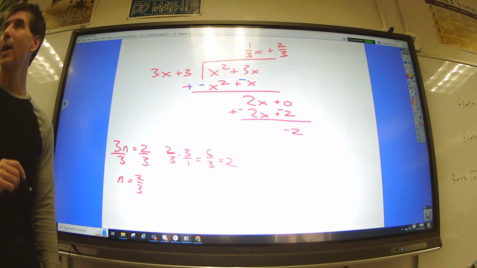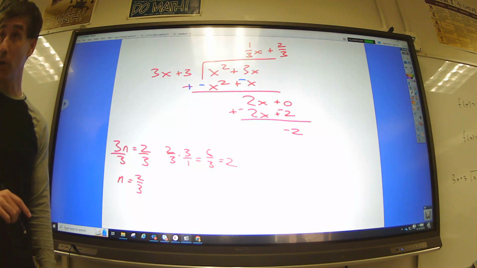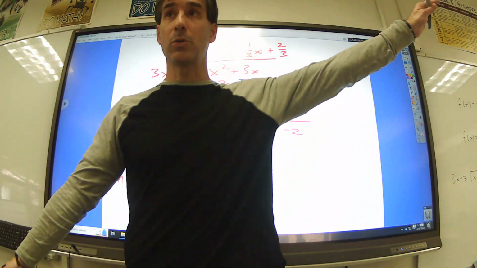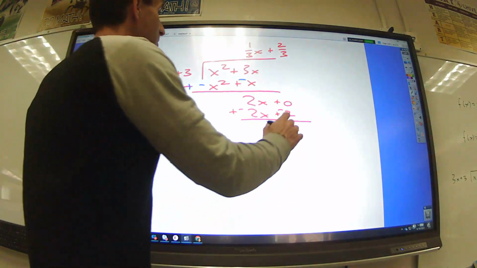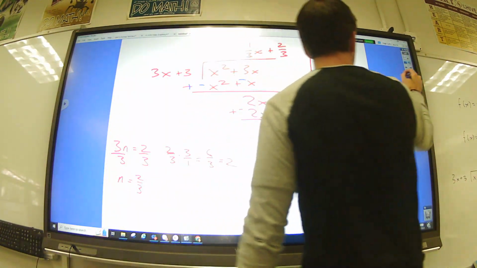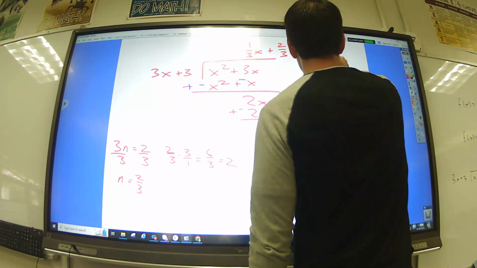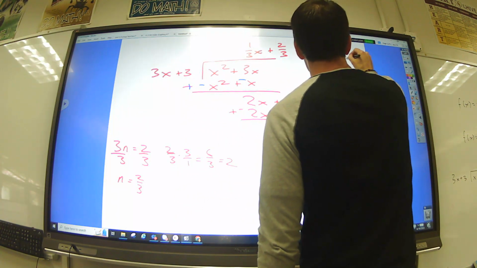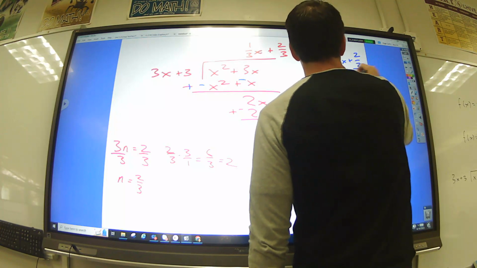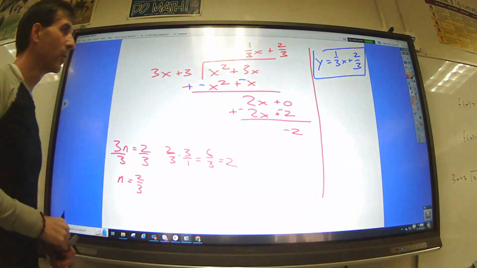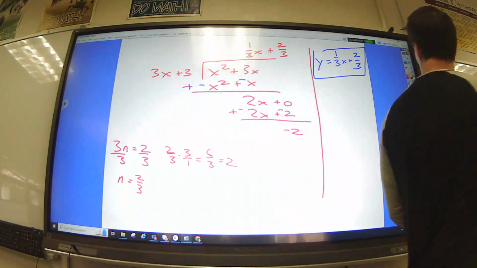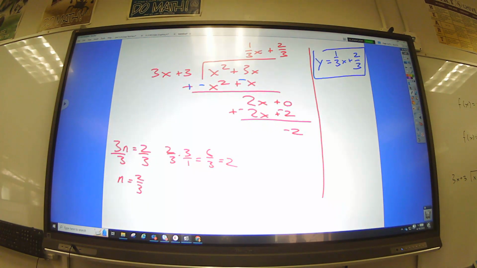But that doesn't matter. I don't need the remainder for my slant asymptote. What I do need is my slant, which is going to be in this form: y equals 1/3 x plus 2/3. There's my slant asymptote. So I have to graph that line to be my slant asymptote. We'll get into that in just a bit. But does anyone have any questions on that?